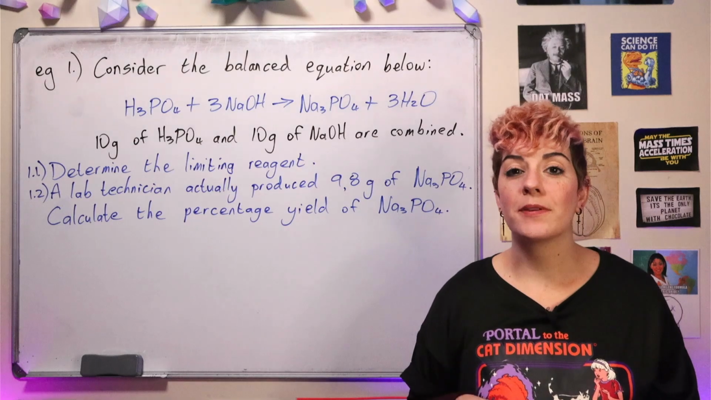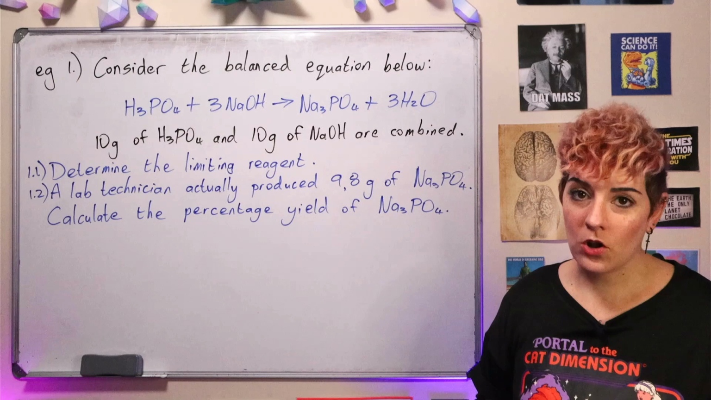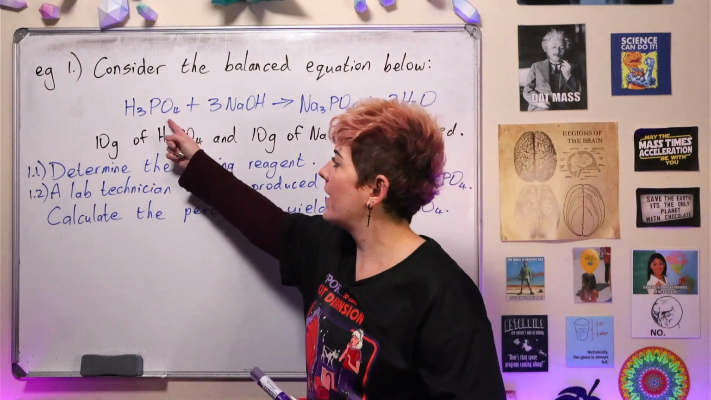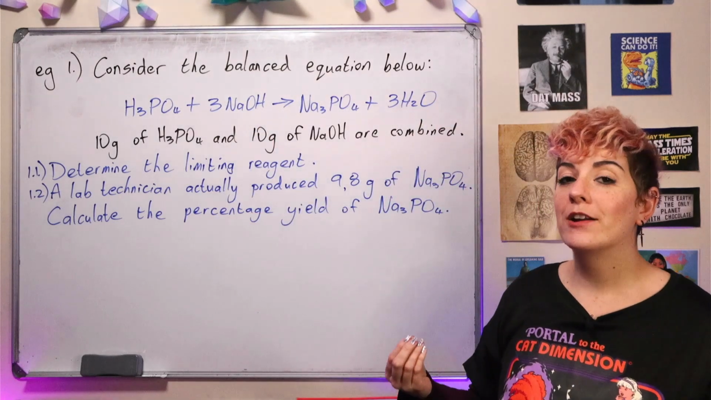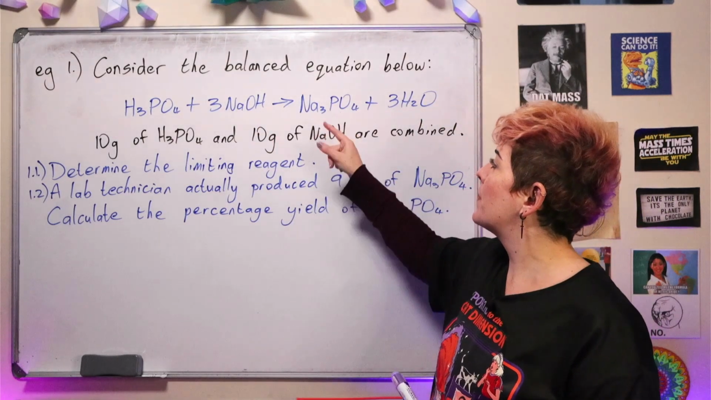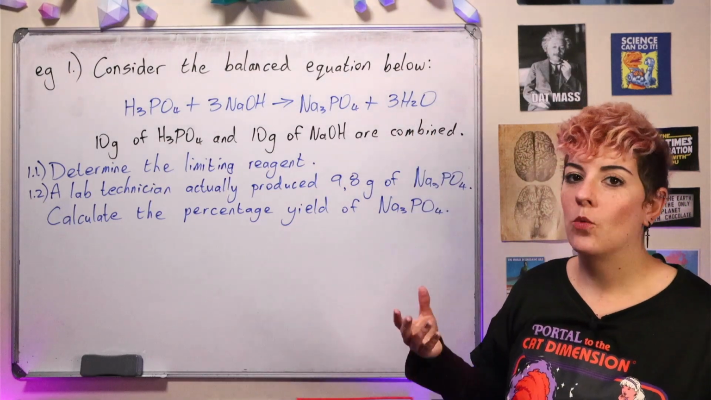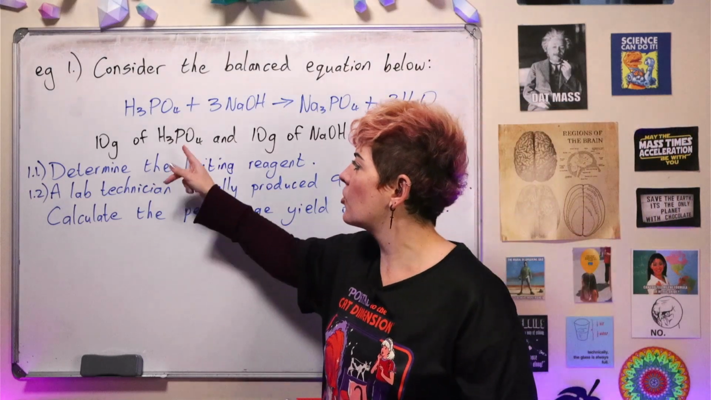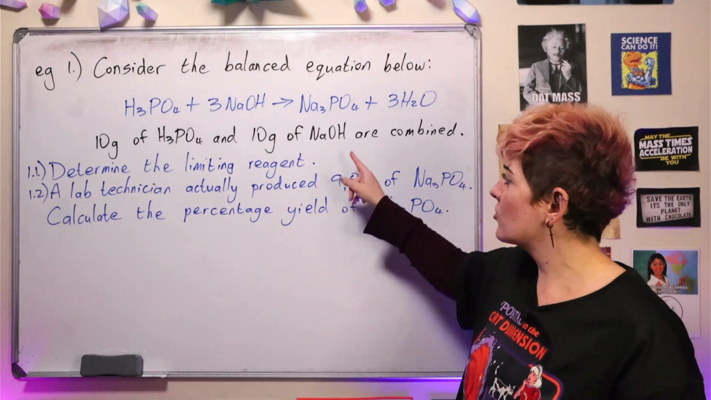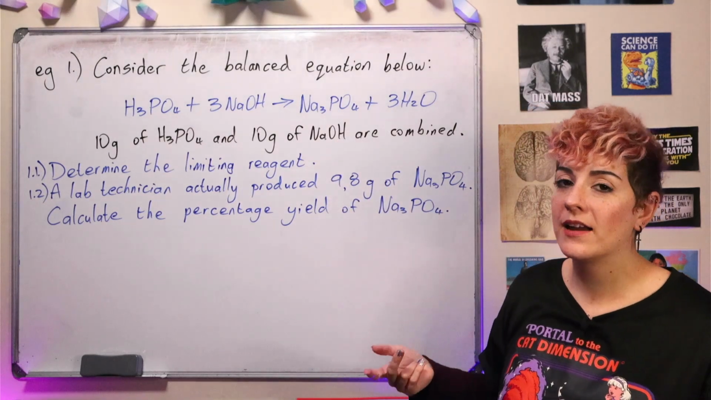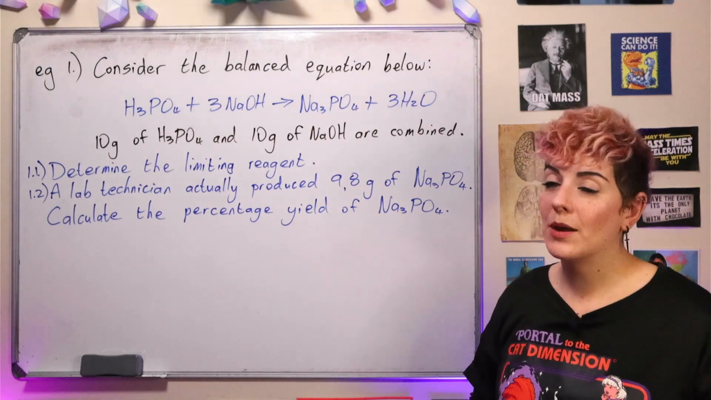Okay, let's take a look at our percentage yield question. It reads as follows. Consider the balanced equation below. H3PO4, that's phosphoric acid, plus 3NaOH, that's sodium hydroxide, gives Na3PO4, that's sodium phosphate, plus 3H2O, which is just water. They go on to say that 10 grams of your phosphoric acid, H3PO4, and 10 grams of NaOH, sodium hydroxide, are combined. Now, 1.1 says, determine the limiting reagent.